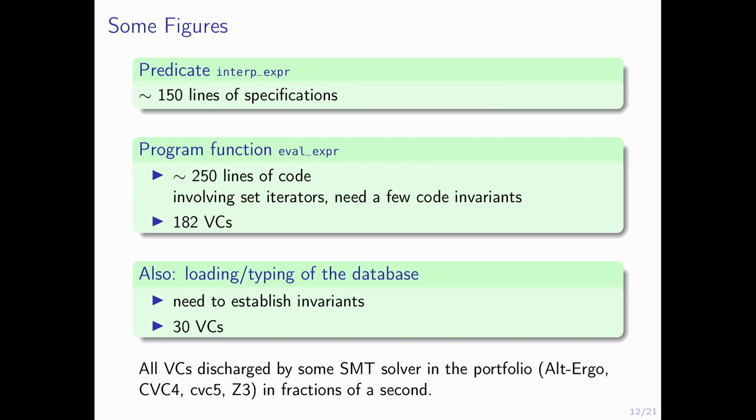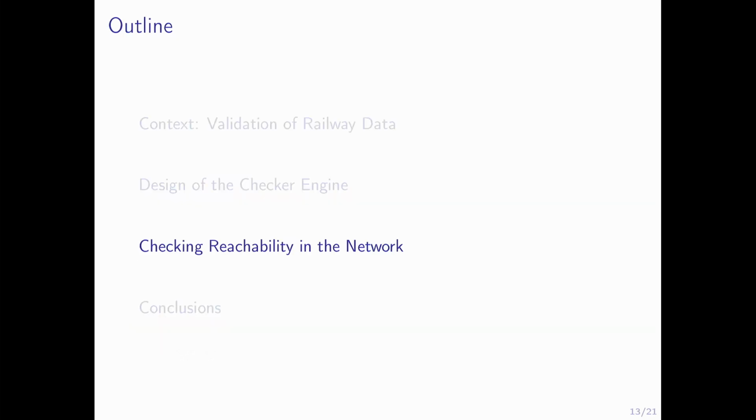You have some other code when you load the database, but at the end, you can discharge all the VCs with the SMT solvers that we typically have in the portfolio in Why3, in fractions of seconds. There is no difficult proof obligation here. So this is the core of the solver, but there is the question about the topology of the network that requires some more complex things. So I'm going to let Noé explain a little bit what happened with the reachability.